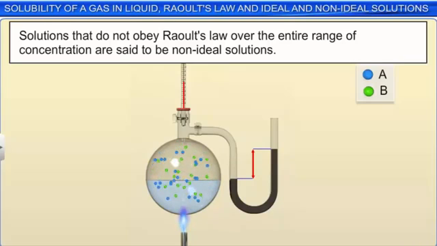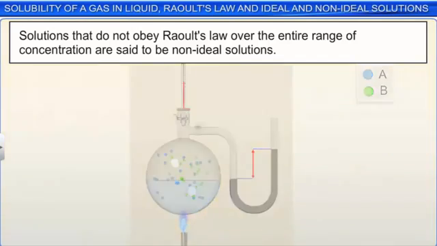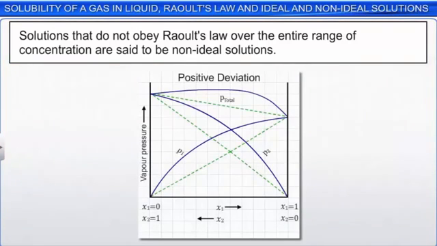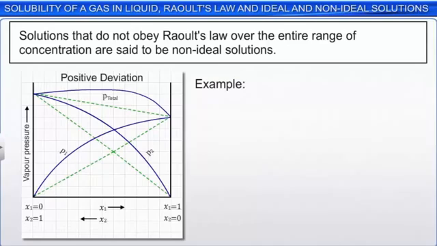Such solutions are said to exhibit positive deviation from Raoult's law. The total vapor pressure of such a solution is greater than the vapor pressure corresponding to the ideal solution of the same composition. For example, a mixture of ethanol and cyclohexane shows positive deviations from Raoult's law.